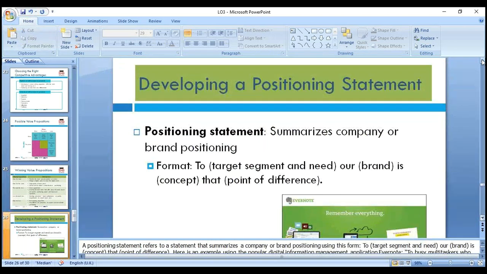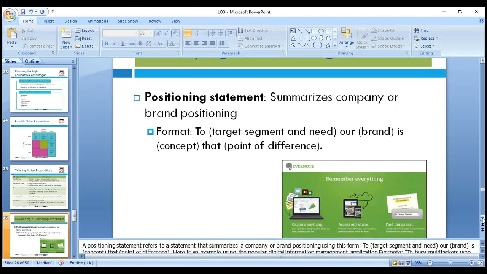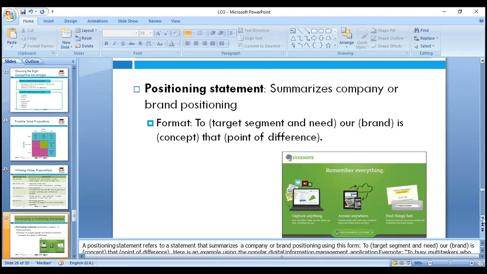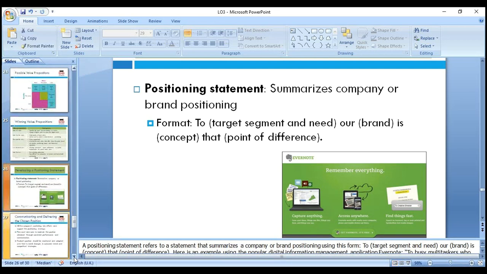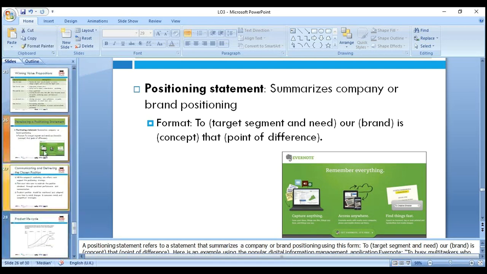Other companies and businesses can focus on these things. A positioning statement summarizes the company's brand positioning: the target segment and needs, our brand's concept, and the point of difference. We can look at Sky's "Believe in Better". They have "Believe in Better", so they can position their brand accordingly and try to focus on customer perception as well. Okay, any questions?